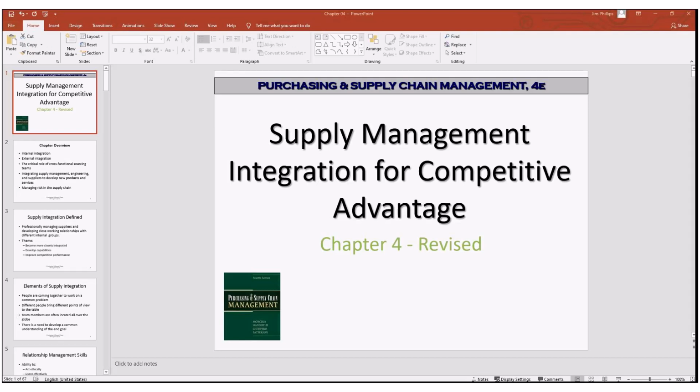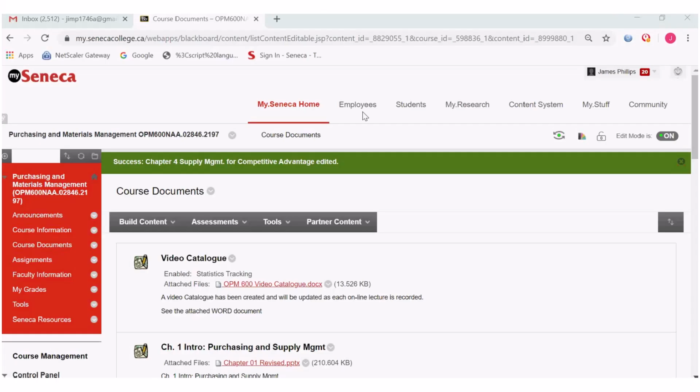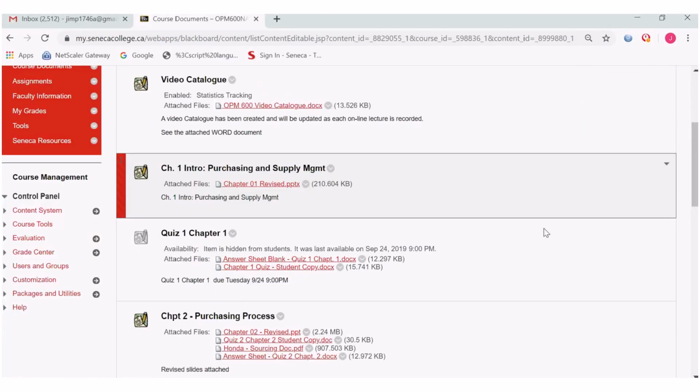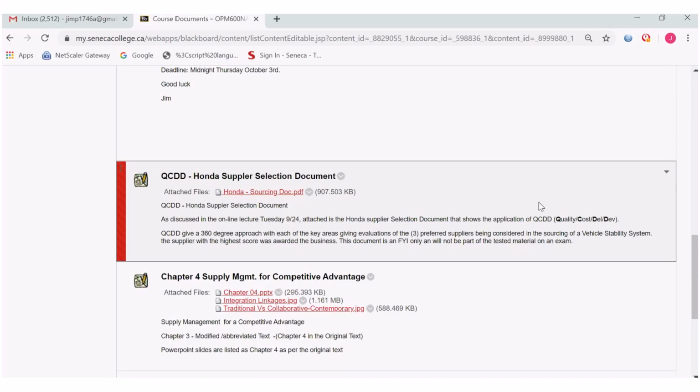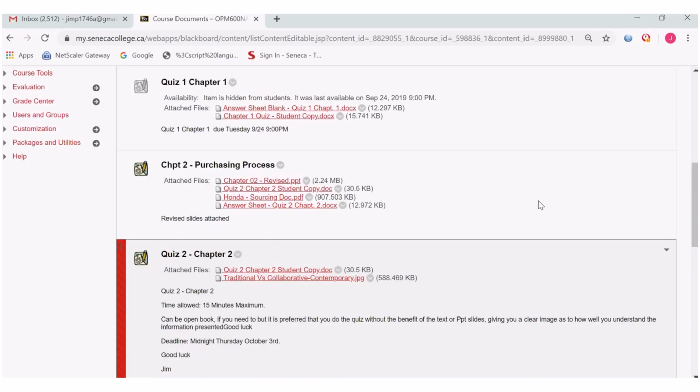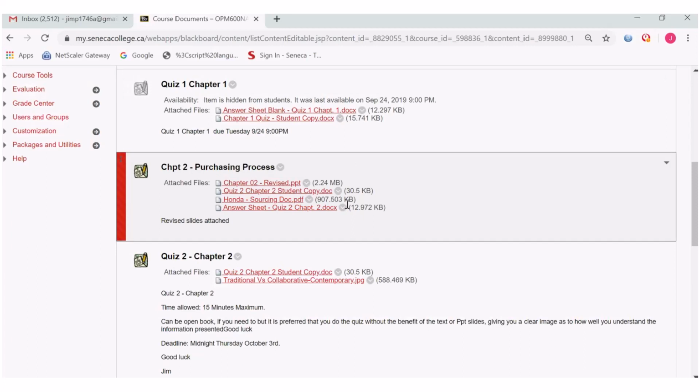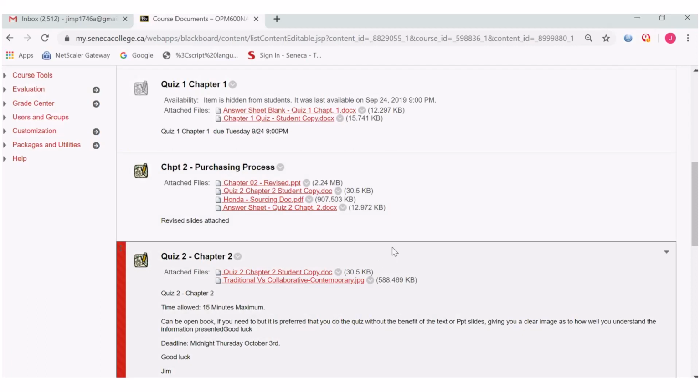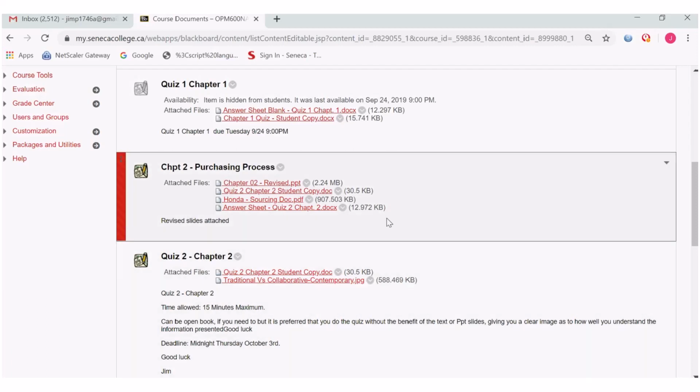Okay, let me take you back to our course documents here. A couple of things: you should have it on your screen now. You'll notice, for example, on chapter 2 here, I've added some documents and I've added them all into the same entry. So I will clean this up a bit, like take out chapter 2 for example, because the quiz is going to be up here.